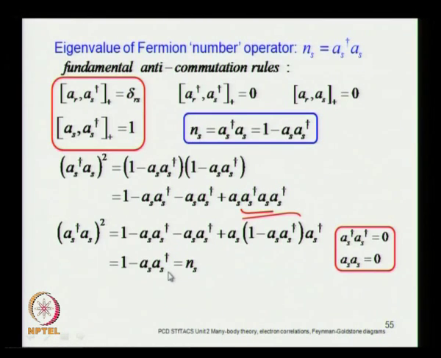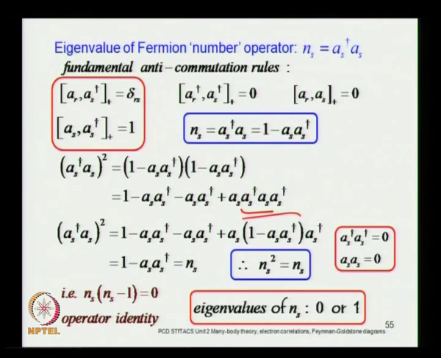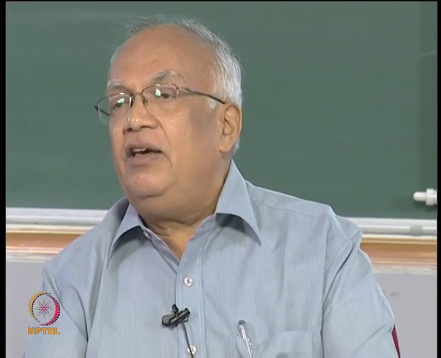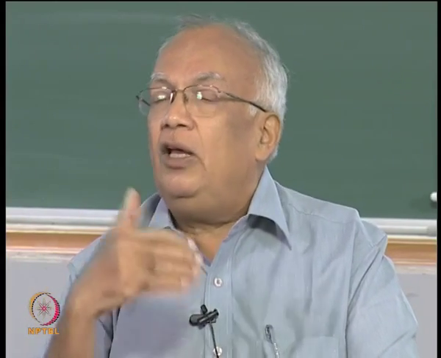What does it tell you? That the square of N_S is the same as N_S, right. And if that is the case, then this being an operator identity, the only two possible eigenvalues the occupation number operator can have are either 0 or 1, okay. Now, this we already knew because of our familiarity with the Pauli exclusion principle, but we are now able to actually deduce it from the anti-commutation properties, which has got all the statistics built into it, including the consequences of statistics such as the Pauli exclusion principle.